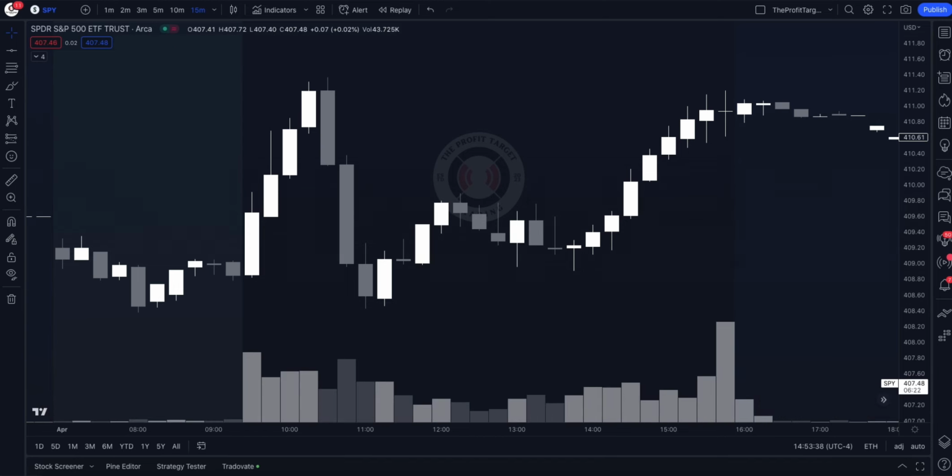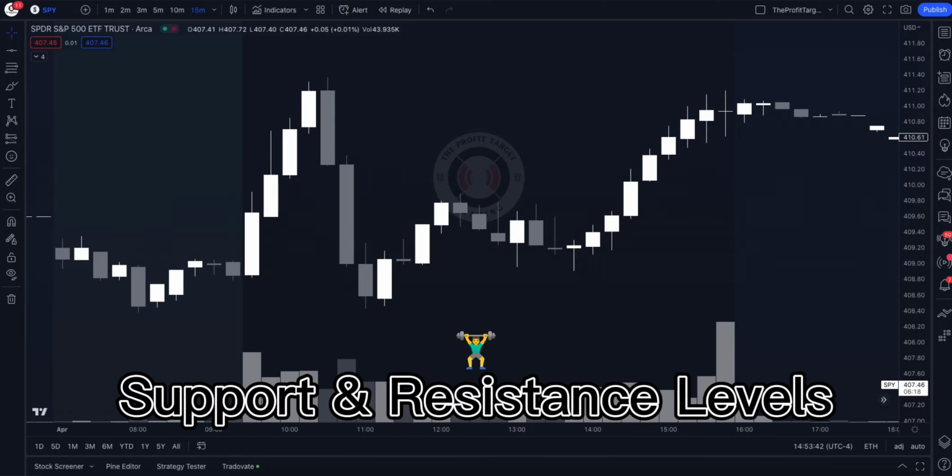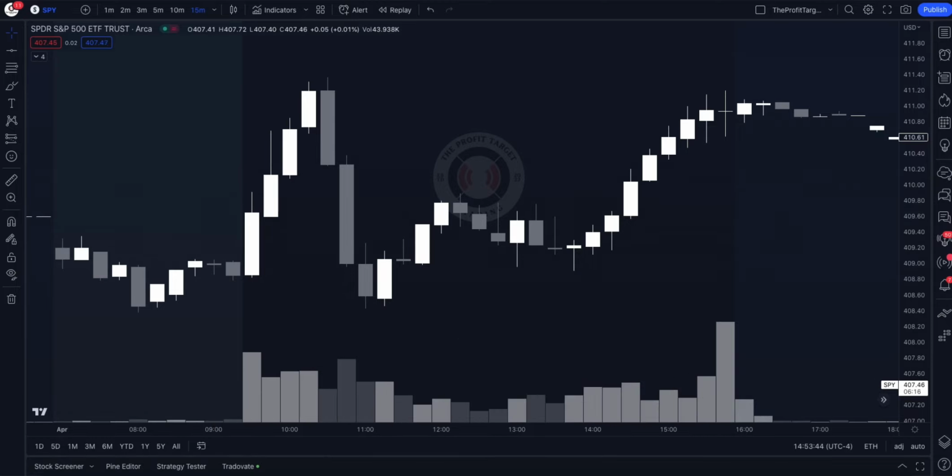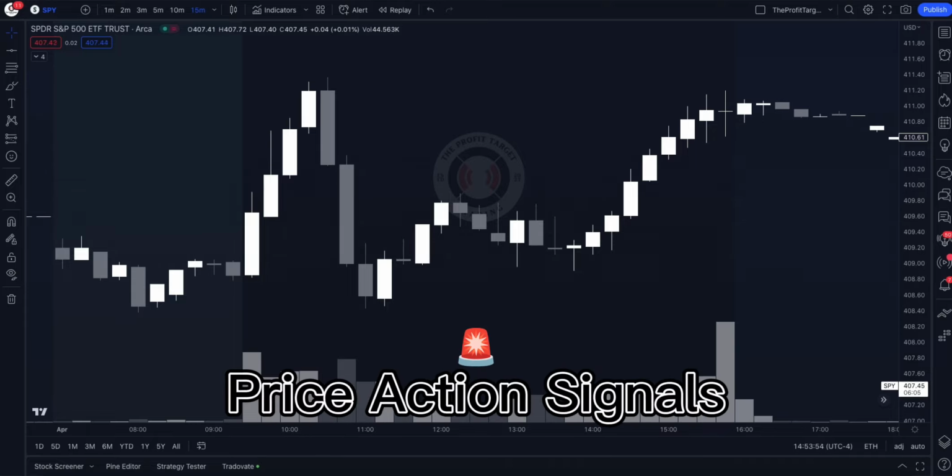Today, we're going to talk about an essential part of technical analysis, support and resistance levels. I'll go over how to plot them on a chart and how to trade them using the 15-minute time frame, but any time frame can be used. We'll also discuss how to enter trades at these levels using price action signals, so let's get started.